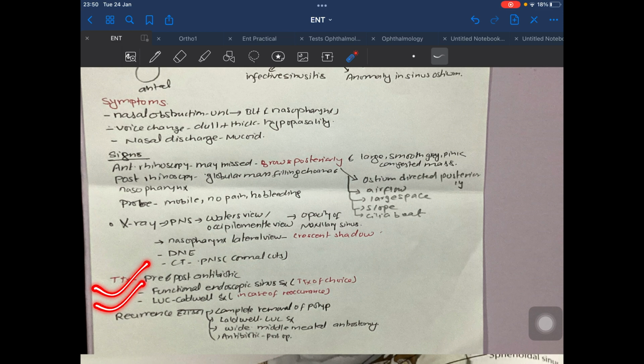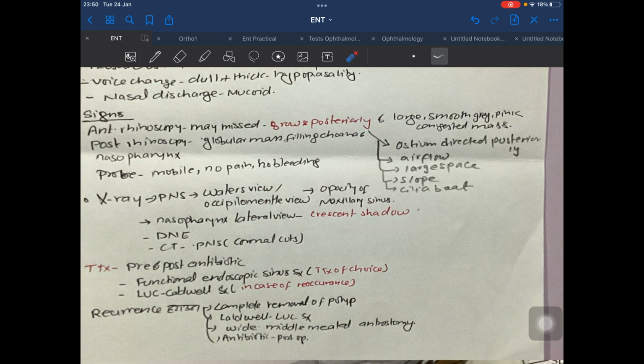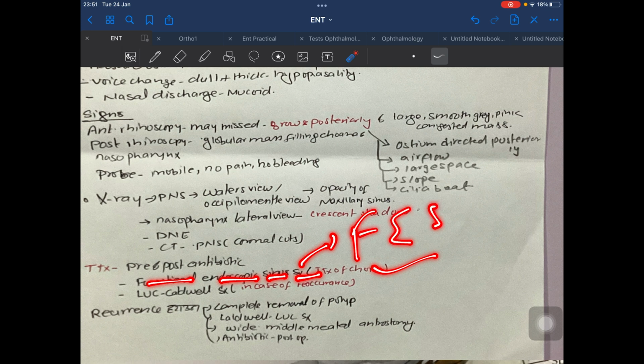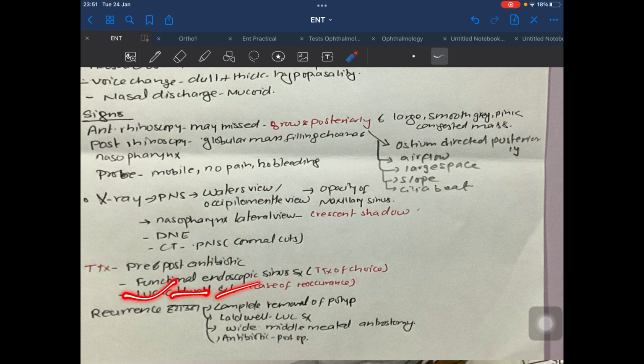And treatment of the antrochoanal polyp is mainly preoperative and postoperative antibiotics to avoid infection, because this polyp is mainly due to infection of the maxillary sinus, so we avoid infection. The main treatment of choice is functional endoscopic sinus surgery, also known as FESS. And in case of recurrence, we can do Caldwell-Luc surgery. To avoid recurrence, complete removal of the polyp is done.